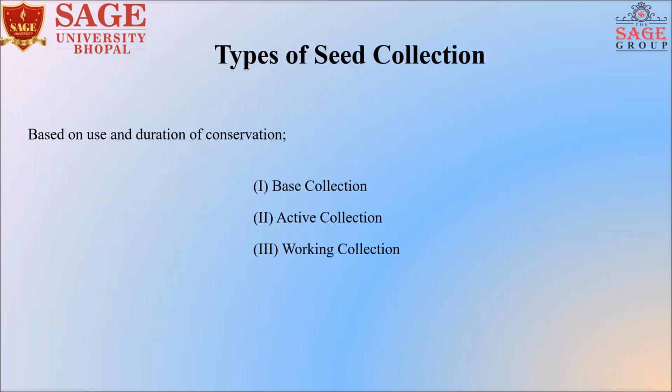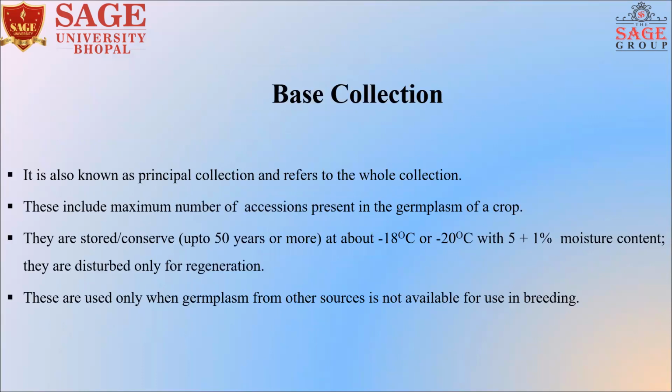The second concept is about the various types of seed collection. On the basis of use and duration of conservation, seed collection can be classified into three major types: base collection, active collection and working collection. The base collection, as the name suggests, is also known as the principal collection or basic collection, which refers to the whole collection.